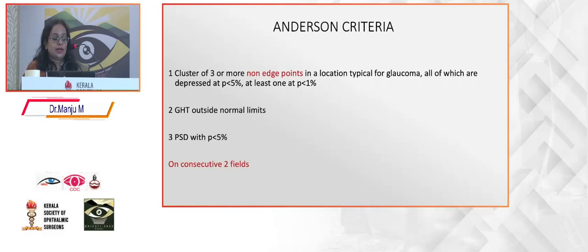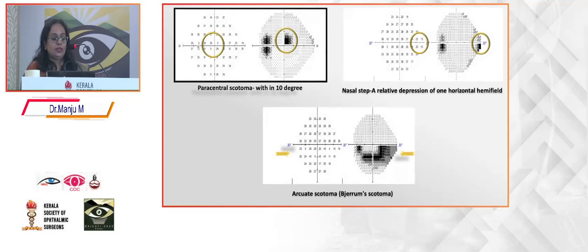So these are the Anderson criteria. There are two important points regarding the Anderson criteria. It considers only the non-edge points, but if you are taking 24-2, we have to involve edge points also. And also it should be analyzed in 2 consecutive fields. There are some scotomas that are usually seen in glaucoma. One is a paracentral scotoma if it involves the central 10 degrees. Nasal step, which is usually an early involvement, that is a relative depression of one horizontal hemifield. Then there is arcuate scotoma or Seidel scotoma.